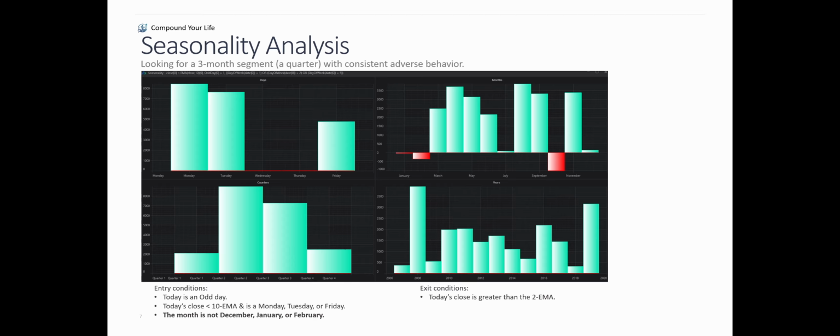I'm not going to take out October because even though that's the worst month in the historical backtest, I think that's curve fitting, and I can't really explain why that month would be taken away. But I can explain why December, January, February makes sense to take away. And so those are the additional entry conditions I'm adding following the seasonality analysis.